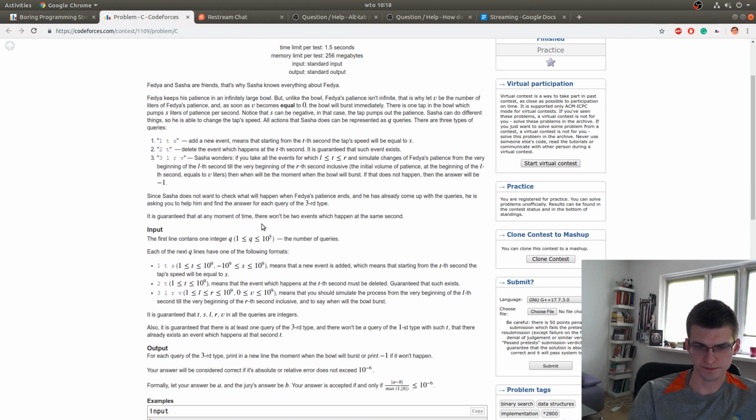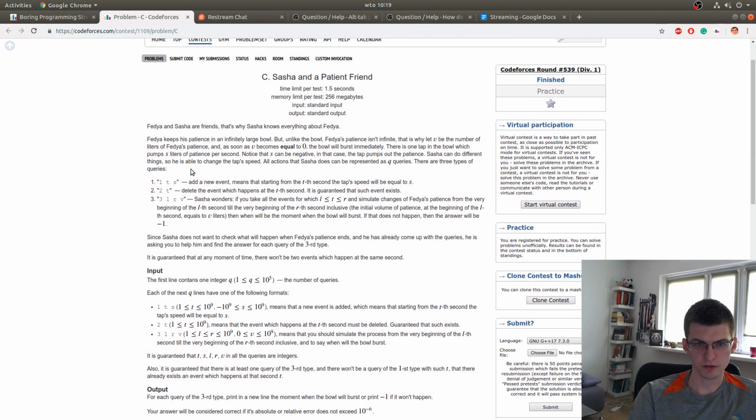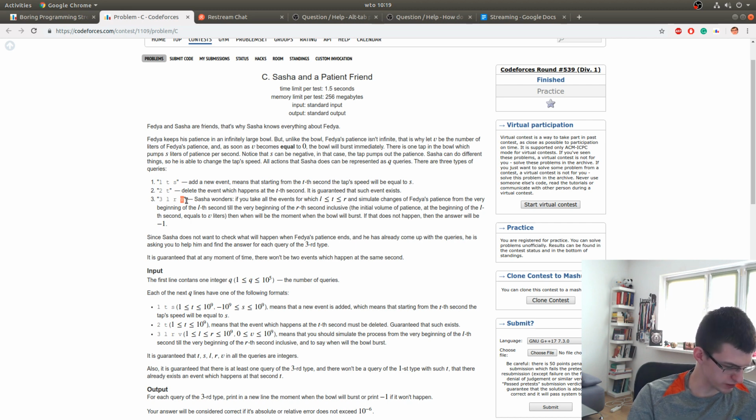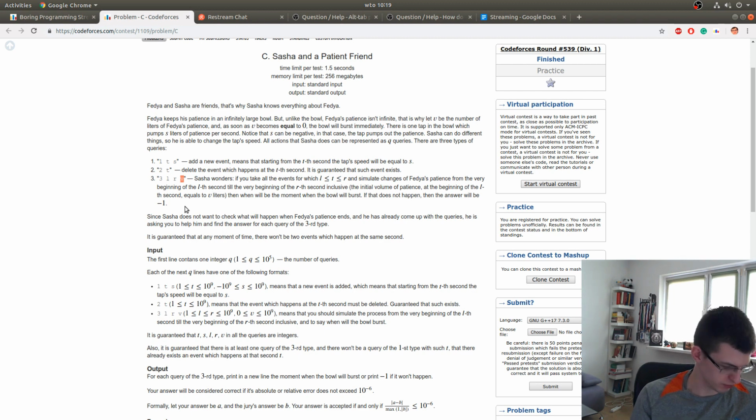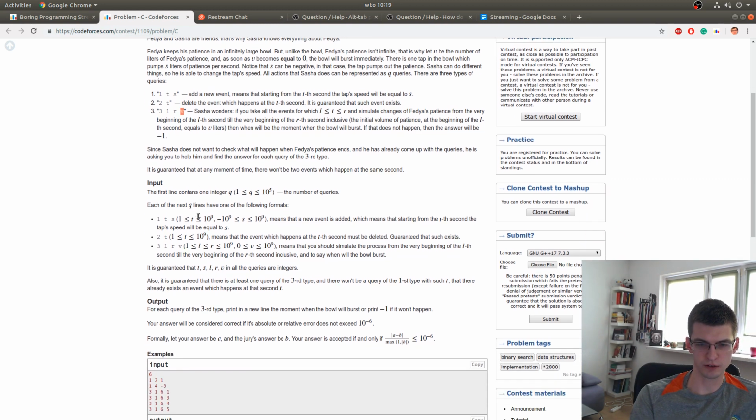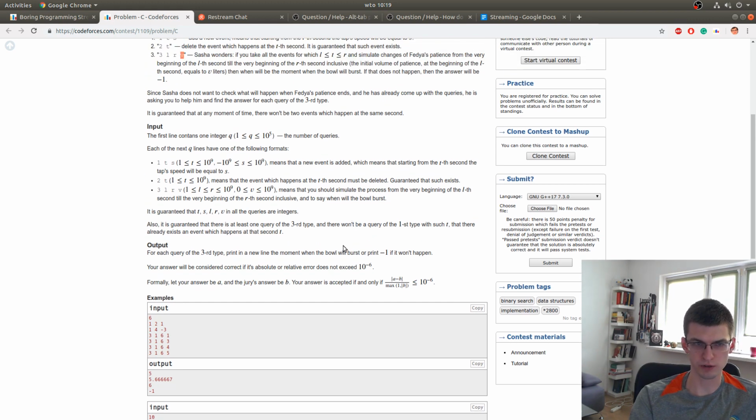So what we have here, an event is starting from some time, tap speed will be equal to S. So there is some tap that pumps water, either with positive or negative speed. Negative means that it takes away water. And we wonder, given some starting value V, starting volume of water, when is the first moment when the volume of water will reach 0. So if there is 100 units of water and the speed of tap is 5, then it will happen in 20 seconds, because the speed is 5 per second. And we should either say -1, which means it will never reach 0, or we should print the first moment.